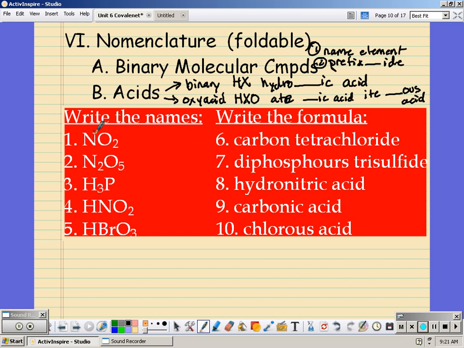in number 1 we have binary covalent because we have two nonmetals. Nitrogen does not have a subscript, so I don't need a prefix, so it would just be nitrogen, di for 2, oxide. In number 2, nitrogen now has a subscript, so it needs a prefix. So it would be dinitrogen, and then 5 is penta, so it's pentoxide.